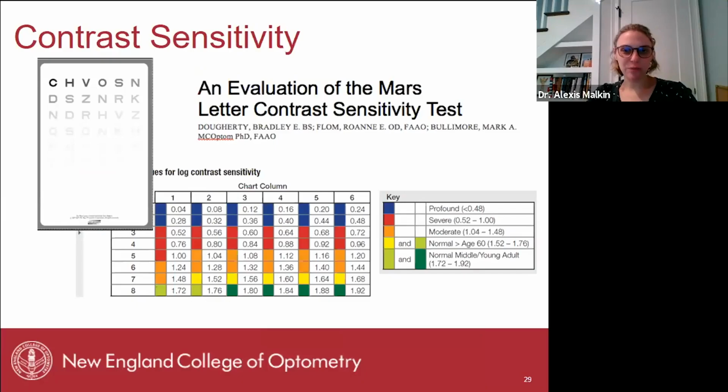I really encourage people to integrate contrast sensitivity into what they're doing in their clinic. You can see I've got a picture of the Mars chart here. The Mars charts are not inexpensive, but they're really portable and really handy to bring with you. And I have the information here about the levels of contrast sensitivity, so what normal is for age 60 and normal for young adults, and then what those levels are. I find Mars is a pretty quick and easy test to do as long as you have access to it.